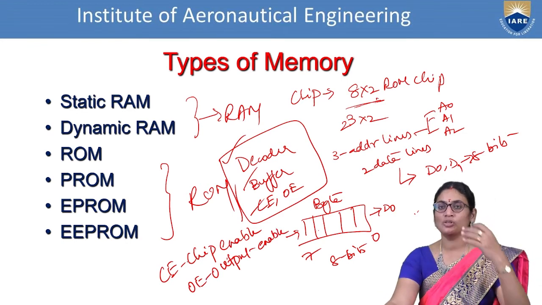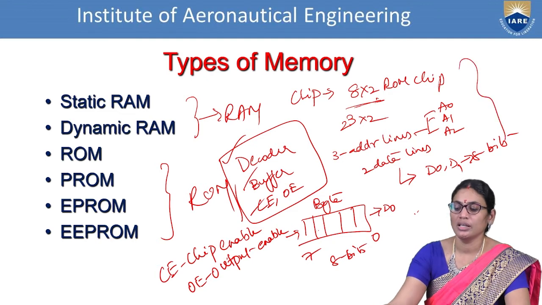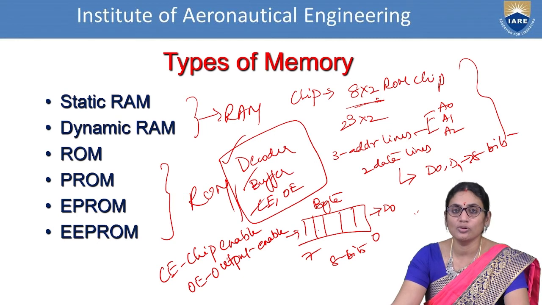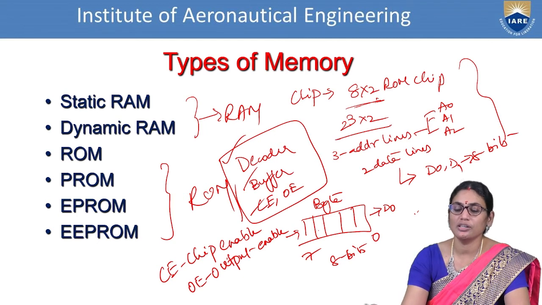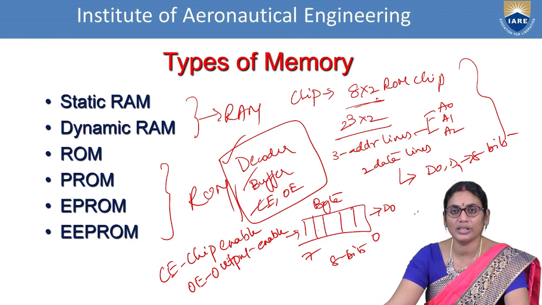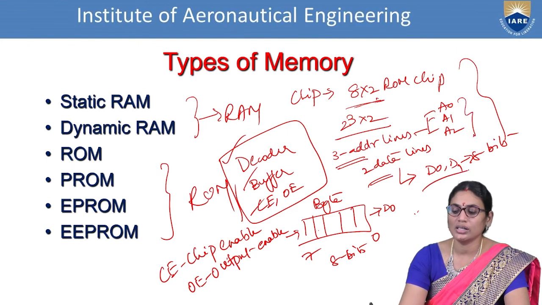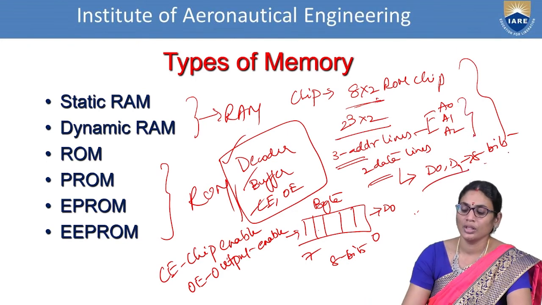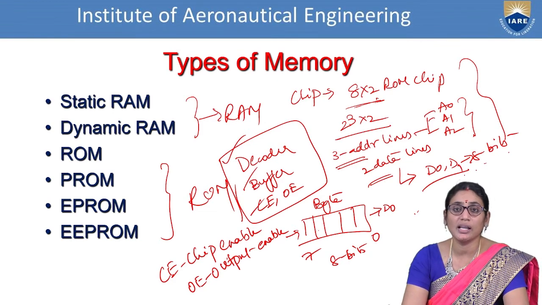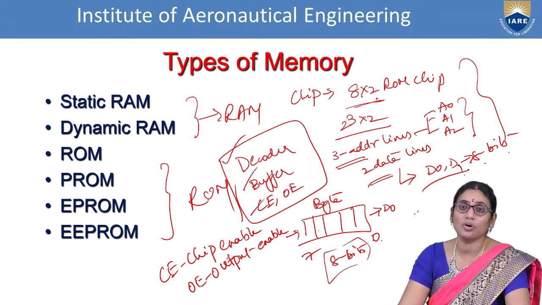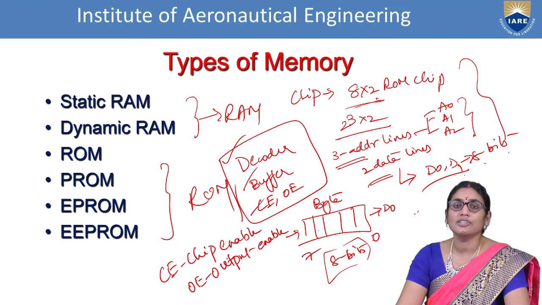Here you can see an example of the chip organization. We are considering an 8x2 ROM chip, defined in the form 2 power 3 into 2. That means it has 3 address lines and 2 data lines. The 3 address lines are A0, A1, A2, and the 2 data lines are D0 and D1. These represent 8 locations, numbered 0 to 7. So these are the basic important elements in chip organization.